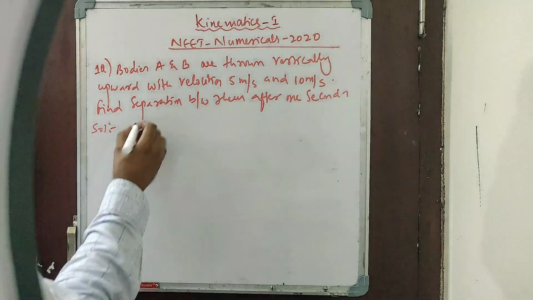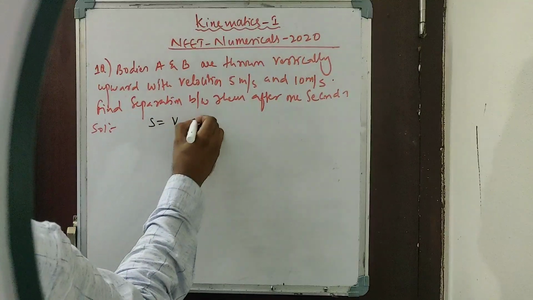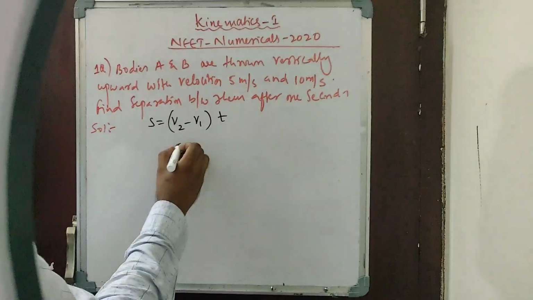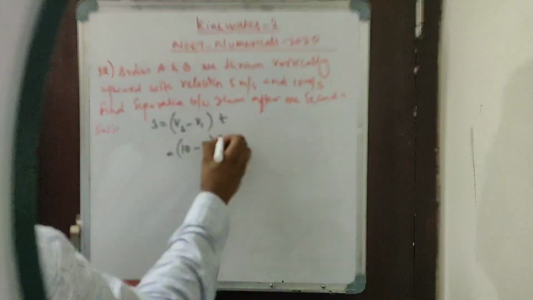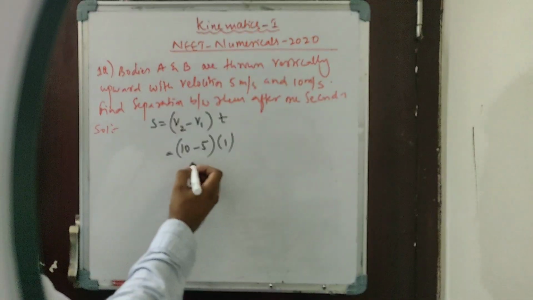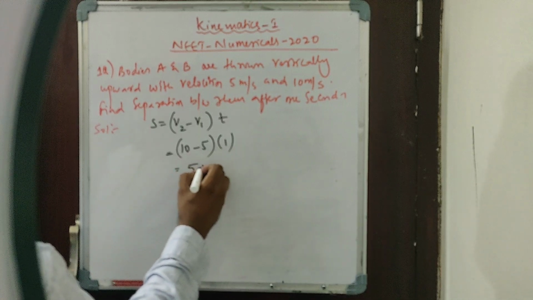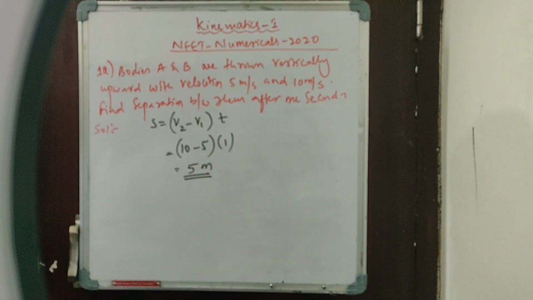S = (v2 − v1) t. v2 is given as 10, so 10 minus 5, times t, which is 1 second. So I'm getting the answer directly. 10 minus 5, so the answer will be 5 meters. That is the answer for the given question. I hope you got an idea how to apply the formula I told you for the given condition. Clear for everyone? Let us go for the next question based on this one.